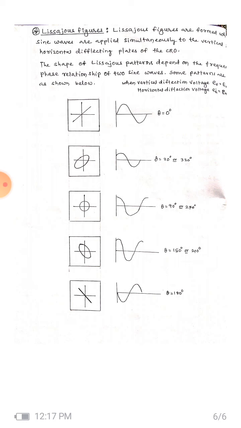In the first case we can see the pattern and the phase difference is 0 degree. In the second case, if the Lissajous pattern is like this, then the phase difference is 30 degree or 330 degree, and in the third case the phase difference is 90 degree or 270 degree. In the fourth case, if the pattern on the screen is like this, the two signals have a phase difference of 150 degree or 210 degree, and the last Lissajous figure indicates the two signals have a phase difference of 180 degree.